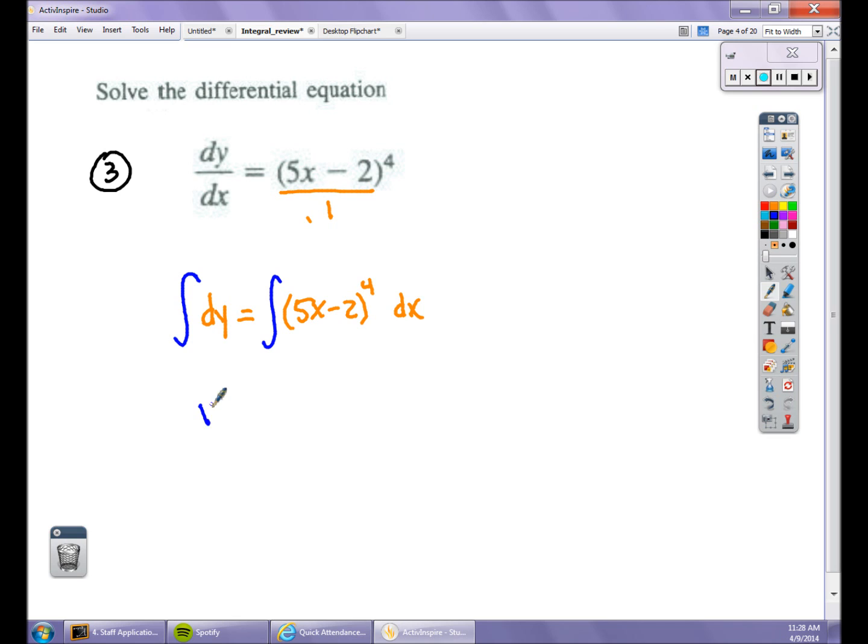When I integrate dy, I get y. And for the right side of the equation, you could probably work that out in your head if you wanted to, but I'm going to go ahead and do substitution. I'm going to let u equal 5x minus 2. The derivative of that is 5 dx. I do not have a 5 dx. I have a 1 dx, so I divide by 5 or multiply by 1/5.